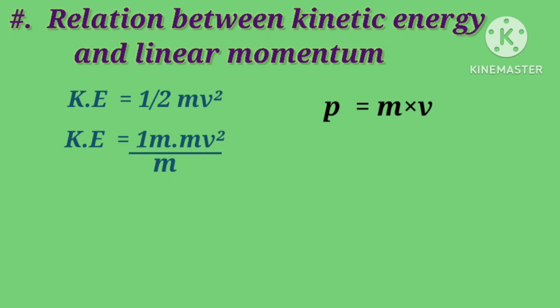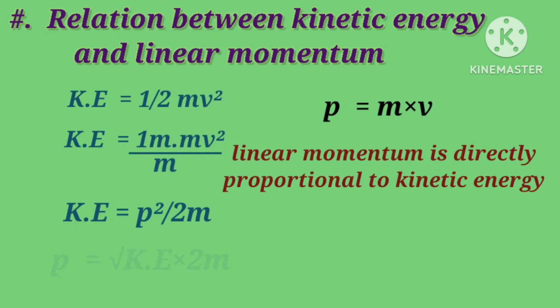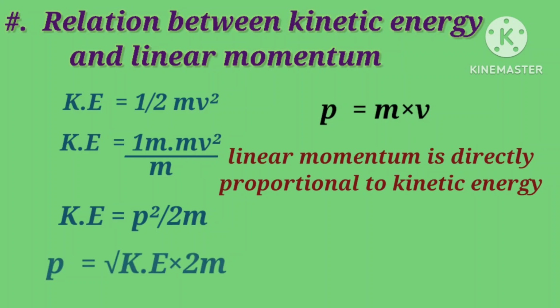By putting the value of rho in this equation, we have kinetic energy is equal to rho square divided by 2m. By further solving this equation for rho, we have rho is equal to under root 2m into kinetic energy. From this equation, we clearly see that the linear momentum is directly proportional to the square root of kinetic energy. So this is the relation between kinetic energy and linear momentum.